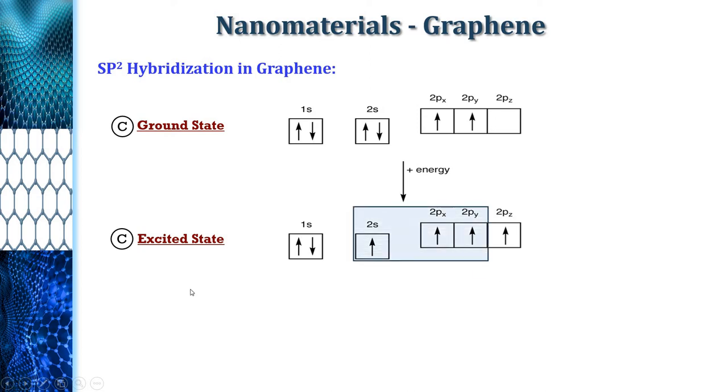But during hybridization, in the case of graphene, only 2 of the p orbitals take part in sp2 hybridization. So one s orbital and 2 p orbitals, that is px and py, combine. So 3 orbitals combine to form 3 orbitals of the same energy. After combining, these 3 orbitals, that is 2s, 2px and 2py, have the same energy.